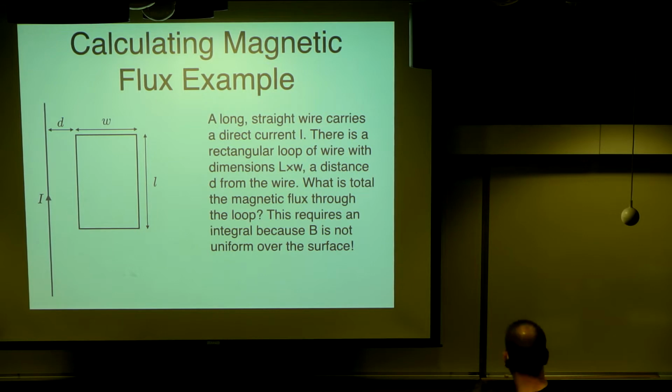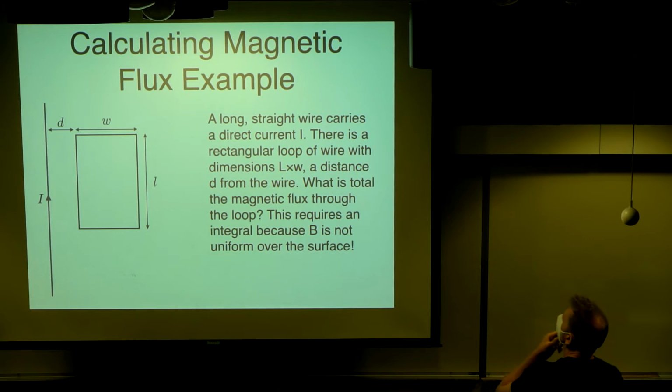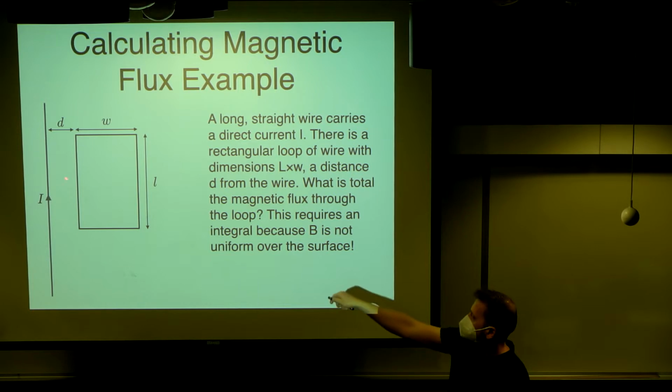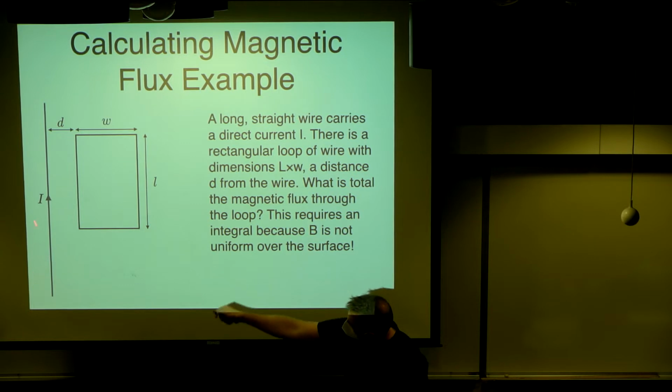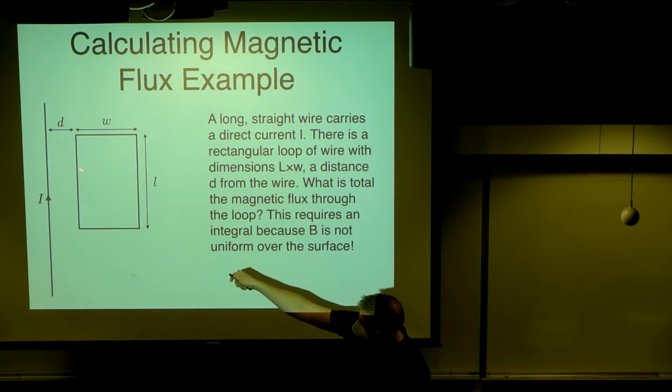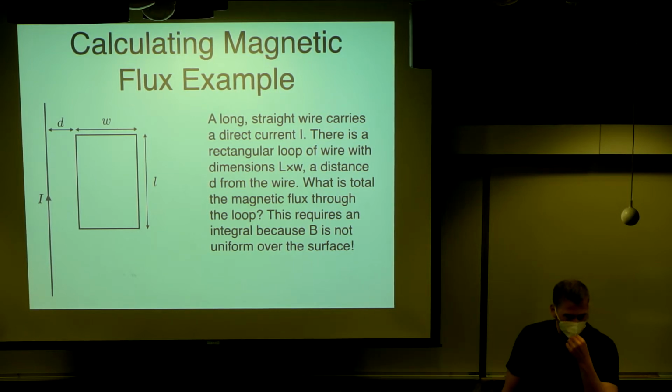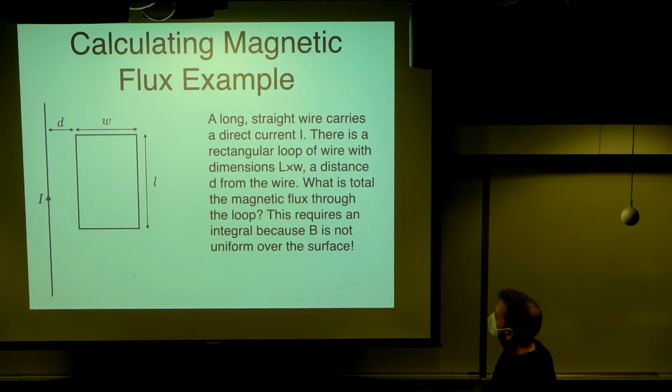Okay, so here's what's going on. We have a long straight wire that carries a direct current I. So here's the wire carrying current I on the left side of the figure. All right, there's a rectangular loop of wire with dimensions L by W. So this is the length here, this is the width here, and the distance of that loop from the wire carrying the current is D. Okay, so we have a straight wire, there's some current going through it, and then some distance away from that, we have this rectangular loop of wire with dimensions L by W. That's what's going on.